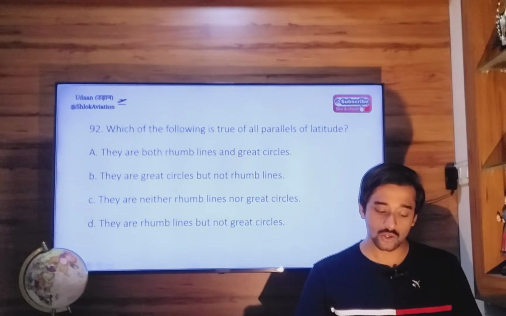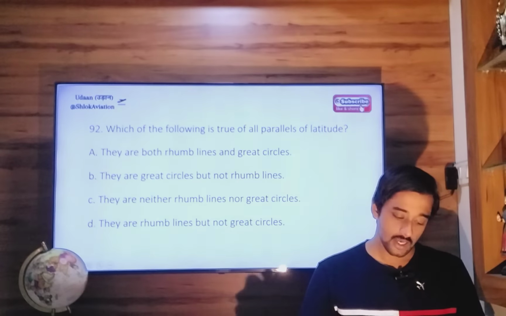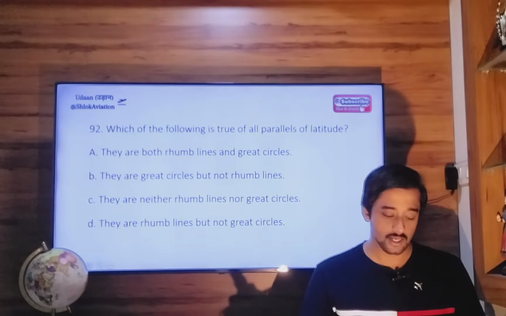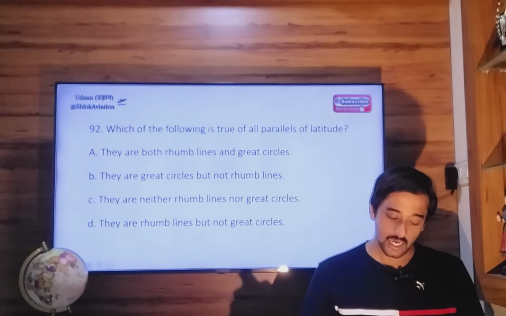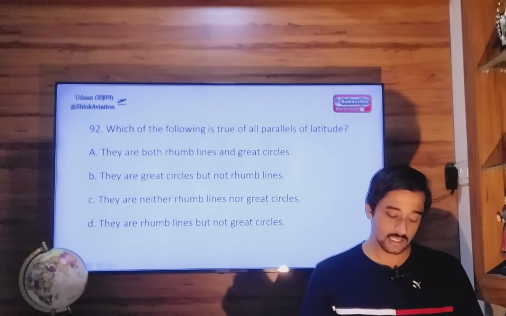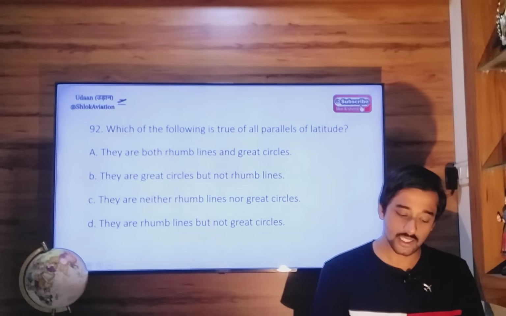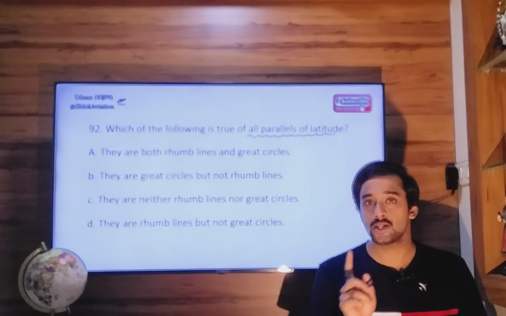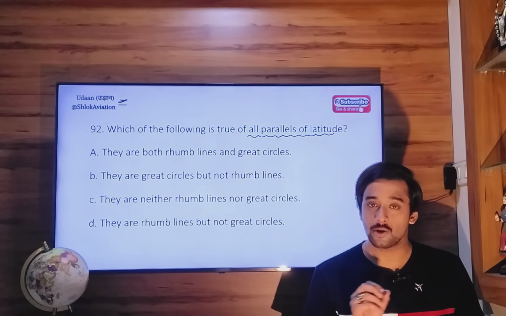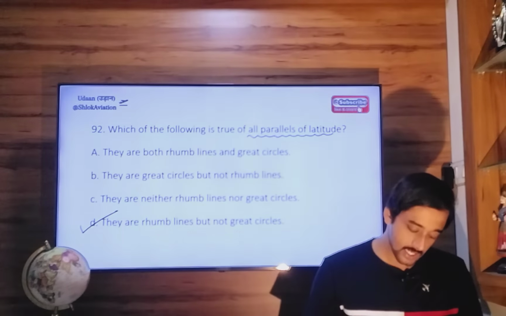Which of the following is true of all parallels of latitude? They are both rumlines and great circles. They are great circles but not rumlines. They are neither rumlines nor great circles. They are rumlines but not great circles. So they have asked us specifically about all the parallels of latitude, all latitudes including the equator. So delta is the right option.